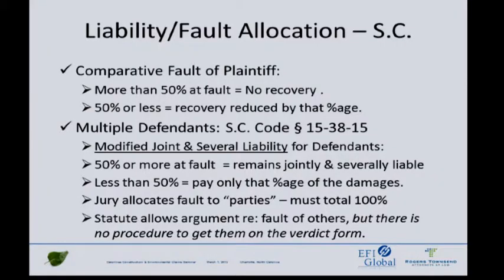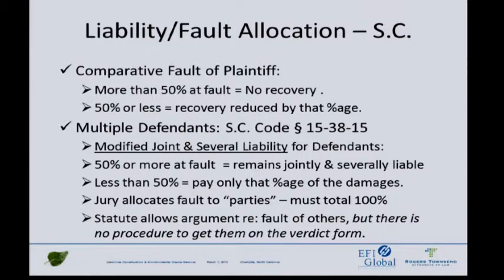Now, North Carolina is different. In North Carolina, we still have common law joint and several liability. Every defendant responsible for any percentage of the fault, the plaintiff can seek full recovery from that defendant. And then that defendant has to go and try to seek contribution from other responsible parties. But in South Carolina, we changed it, and it's referred to as a modified joint and several liability. You could have one defendant be found jointly and severally liable, but only if that defendant is assessed 50% or more of the fault.